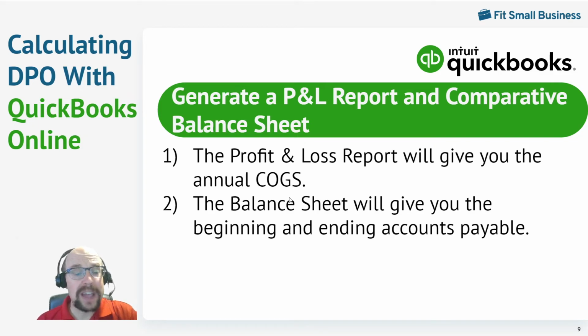Then you want to print your balance sheet. That will give you your beginning and ending accounts payable to calculate that numerator. If you would rather use monthly accounts payable, you can print a balance sheet that shows your balance by month for all 12 months, and then you could use that to calculate your average accounts payable. So QuickBooks Online makes this calculation very simple.